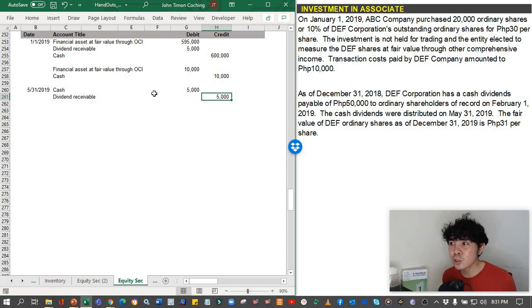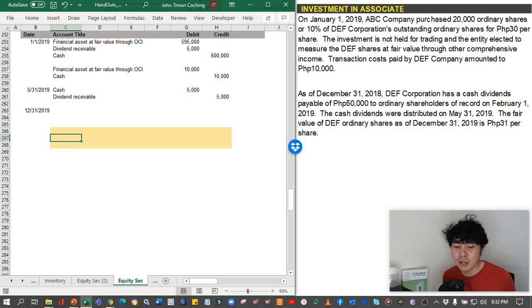Then, ang next journal entry natin, syempre, since this is a fair value through other comprehensive income, is on December 31, 2019. At anong gagawin natin kapag year-end? Ang sabi natin, under fair value model, ang ating financial asset should be measured at the fair value at the reporting date. So, magkano yung fair value ng ating equity investment as of the year end for 2019. Ang sabi niya rito, ang fair value ng DEF ordinary shares is 31 pesos per share. So, kailangan nating i-remeasure yung ating financial asset at FVOCI.